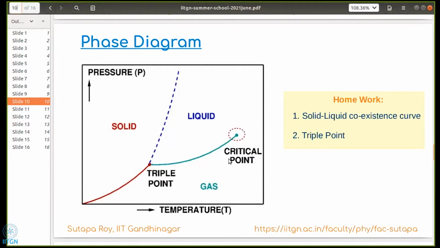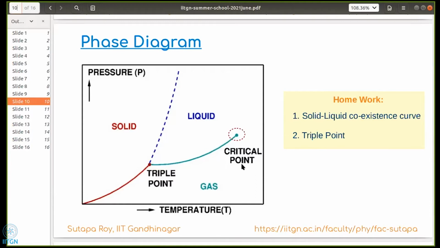And below the critical temperature, the order parameter is finite. If you look at this kind of transition at the critical point, the change from the liquid phase to the gas phase does not encounter any discontinuity in the order parameter. That's why this kind of transition is known as a continuous phase transition. And this type of transition is also known as a second order phase transition.